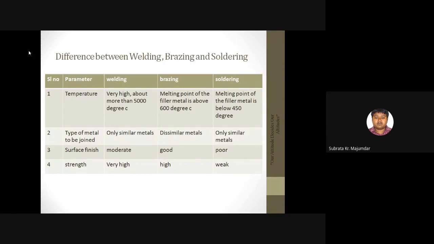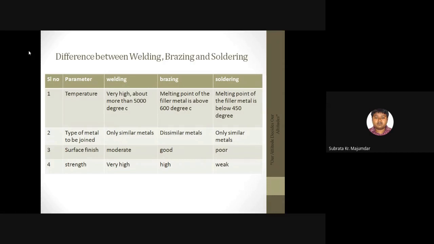The next criterion is the skilled worker. In welding, skilled workers are needed. Otherwise, it cannot be performed. But in brazing, less skilled workers are needed compared to welding, but much more skilled operators are needed compared to soldering. But in soldering, no skill is required.